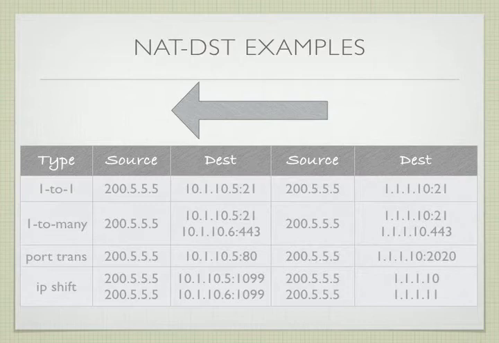Or we can have our IP address shifting. So in this case, we have two addresses that are shifted to two internal addresses. So the 1.1.1.10 and 1.1.1.11 go to 10.1.10.5 and 10.1.10.6. So these are all examples of how this inbound is going to work.